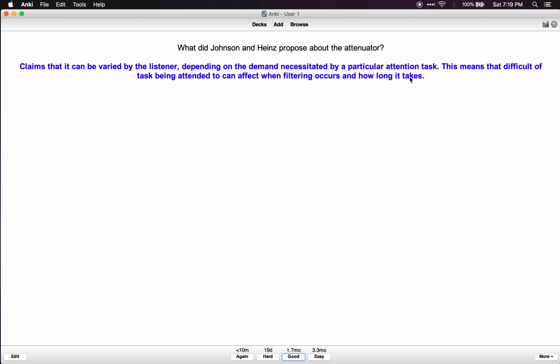It can be varied depending on the task. This means the full task can be attended. It can be varied by the listener depending on the demand necessitated by a particular attention task.